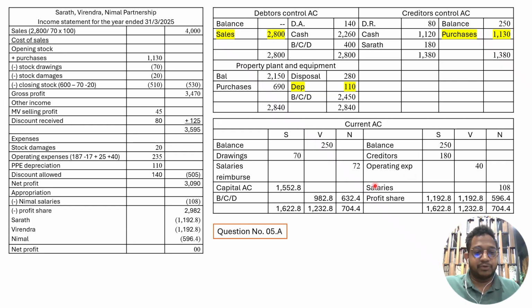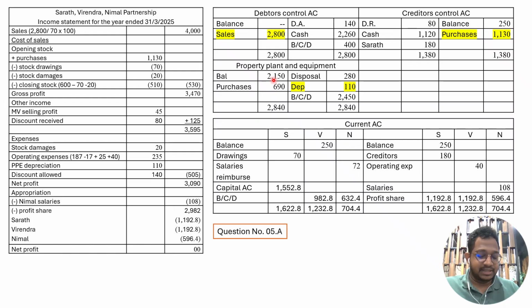So you have to appropriate salaries for 9 months, and that you should credit to the current account. And they already paid for the first 6 months, and that salary is reimbursed, you should credit to the current account. And as in opening date and closing date, the property, plant and equipment except land is 2,150 and 2,450. You have to record that in the property, plant and equipment account.